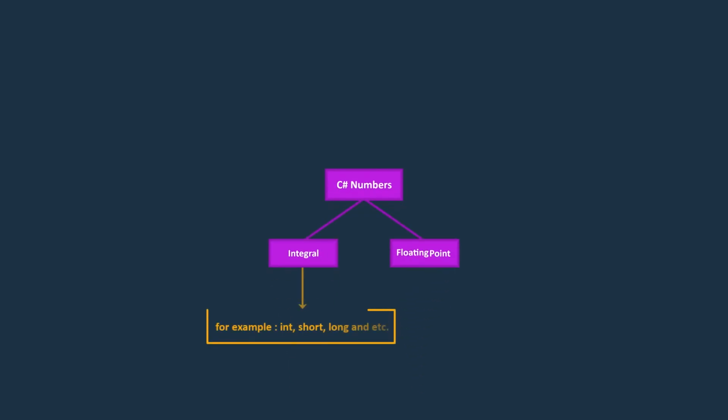At the beginning of the previous section, we said that there are two main categories of numeric data types in C#, which are integral numbers and floating point numbers. In that section, we covered all types of integral numbers. And now, in this section, it's time to talk about floating point numbers in C#, which are used to represent real numbers with fractional parts, such as 3.14 or pi number.